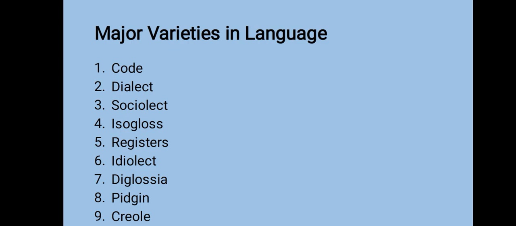And here's a brief intro of major variations that come in this aspect. These are code, dialect, sociolect, isogloss, registers, idiolect, diglossia, pidgin, and creole. And we will discuss them in our further slides.